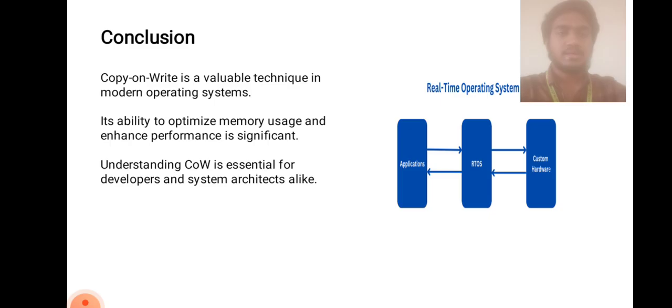Real-time operating systems applications. The application sends to RTDS, and then RTDS sends to custom hardware. Then the custom hardware responds to RTDS and then to the application. We use copy-on-write efficiently for faster programs and very low memory usage. Threads are involved in copy-on-write, and multi-threading is used for this.